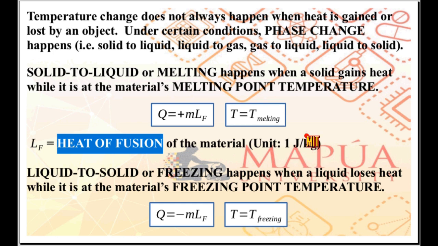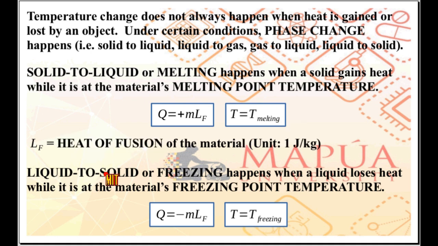So again, for solid to liquid, or melting, to happen, the solid or the object must gain the right amount of heat, Q equals plus mLF, heat gain. And the object must be at the material's melting point temperature. Each material has a corresponding melting point.